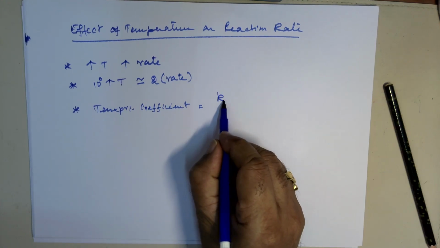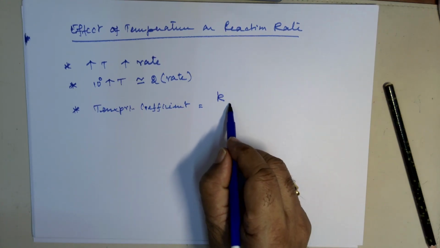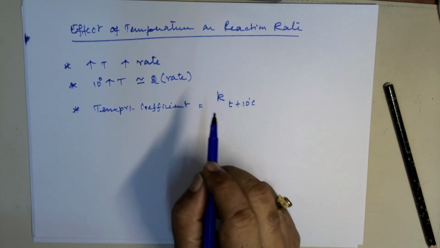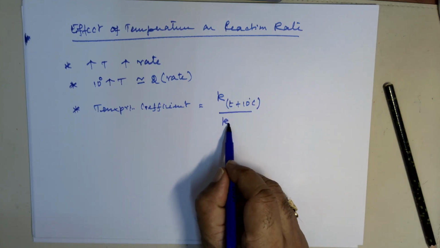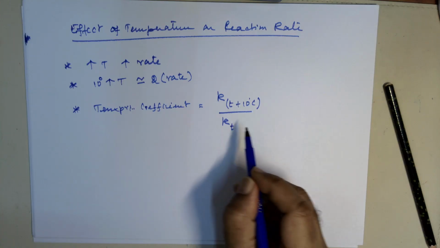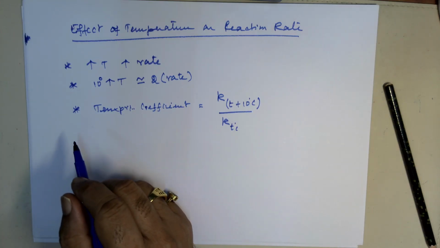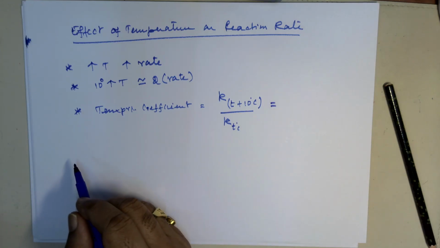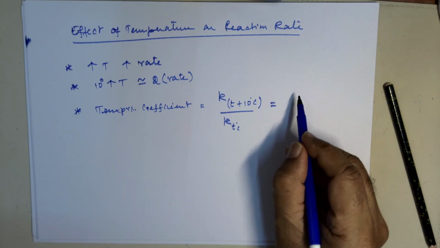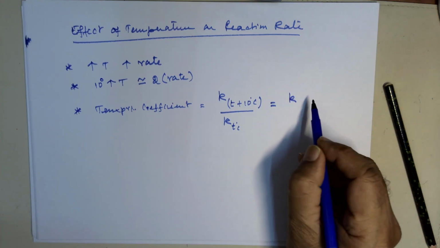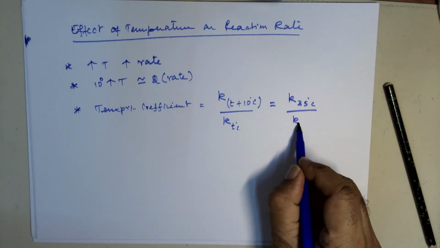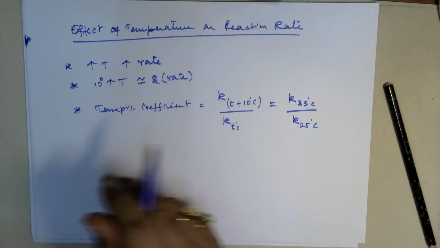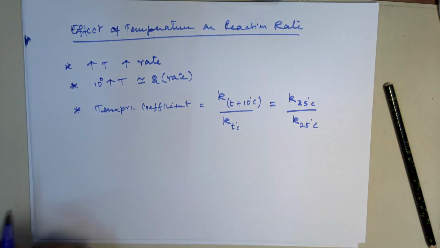It means the rate constant at T plus 10 degrees Celsius divided by the rate constant at T degrees Celsius is equal to the temperature coefficient. For example, let me consider the rate constant at 35 degrees Celsius. A 10 degree rise in temperature means the rate constant at 25 degrees, that is the original one. So from 25 to 35 is the difference in temperature. So this ratio is called the temperature coefficient.